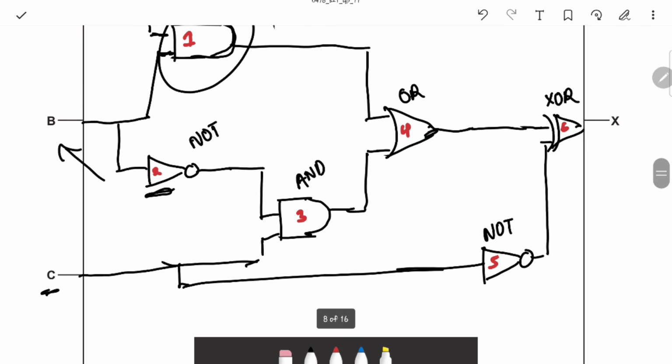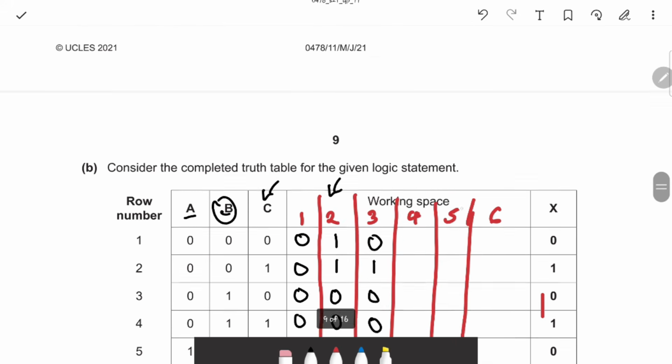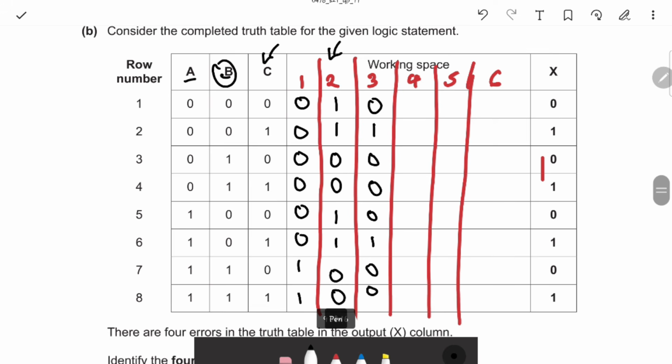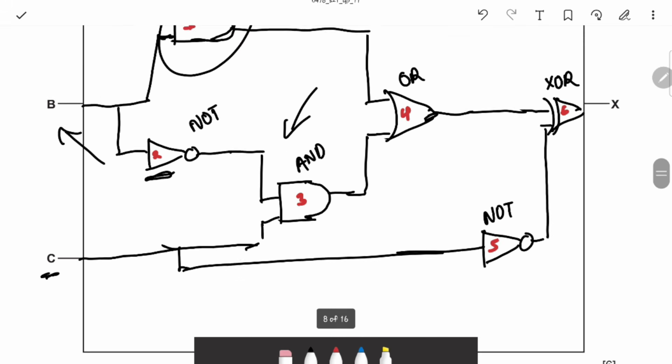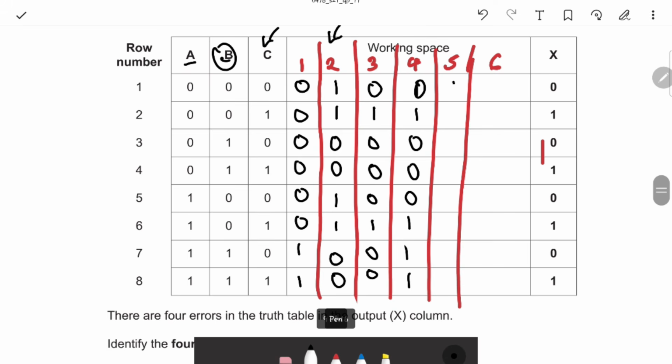Let's move on to number 4. Number 4 is an OR gate of number 1 and number 3. So I'm adding 1 and 3. So 0, 1, 0, 0, 0, 1, 1, 1. Finally, number 5 is a NOT gate of C. So the opposite of C. So it'll be 1, 0, 1, 0, 1, 0, 1, 0.